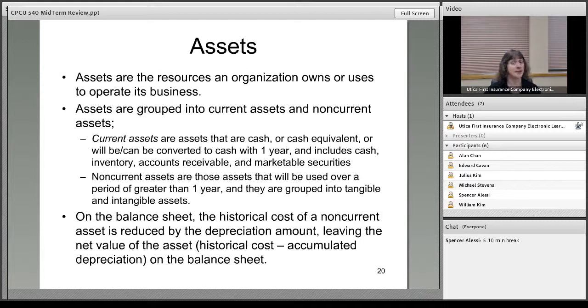And assets, we kind of talked about that before. The difference between current and non-current assets. When you see current, you always think it's due within a year or less. And non-current are those assets that are of value or liquidity a year or more. And on the balance sheet, the historical cost of a non-current asset is reduced by the depreciated amount, leaving the net value of the asset on the balance sheet.